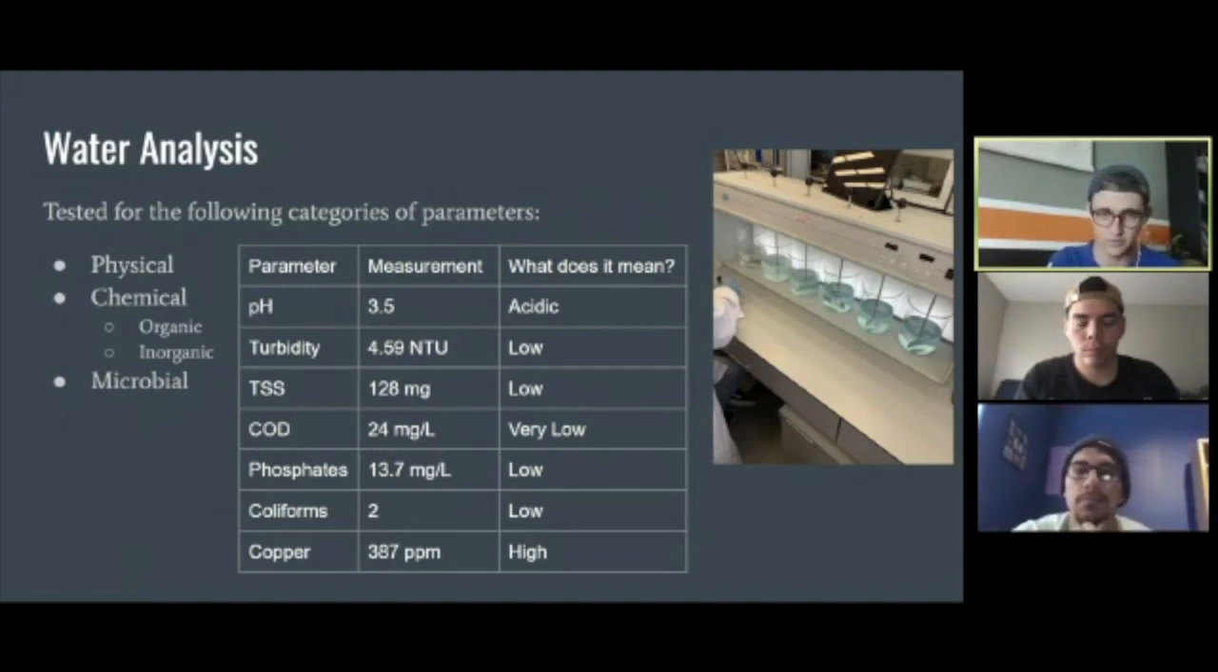The pH was 3.5, so it was relatively acidic. Everything else was pretty low, like turbidity, which is the clarity of the water if you were to look at it, and this was pretty clear. Coliforms, which are the bacteria in the water, we only got 2 for the sample that we tested. So that was actually really low. Not a lot of life forms in there. And then copper was really high, which is what we were expecting.